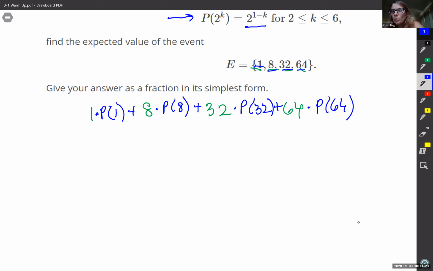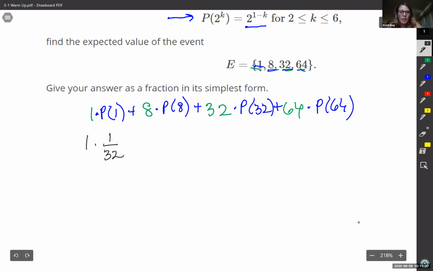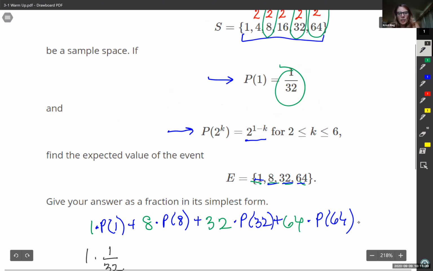All right, so the first one is easy because it was already given to us. So this becomes 1 times 1 over 32, because right here, the probability of 1 is 1 over 32. I don't really need to do anything for that. What I'm going to need to work on is the probability of 8, the probability of 32, and the probability of 64.